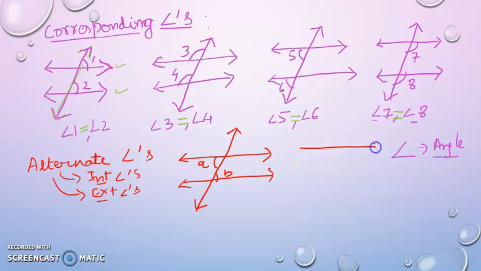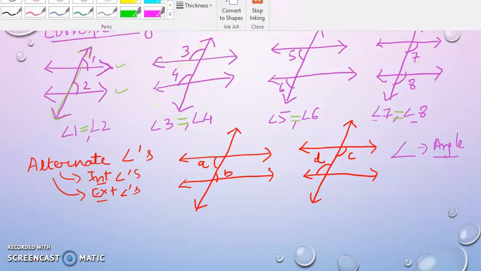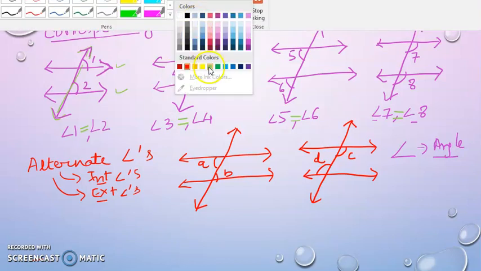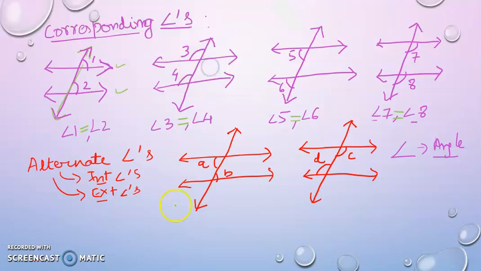Similarly I can draw it on the other side also. I'm going to tell you, students, alternate interior means inside, inside of the parallel lines, so C and D are alternate interior. Now check for alternate exterior. I'll change the marker in a minute, it will be easy for you to distinguish them.